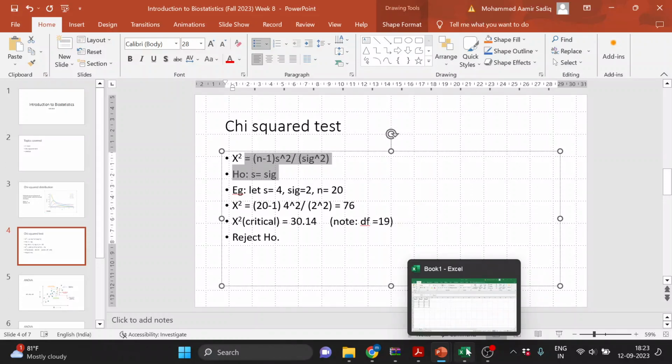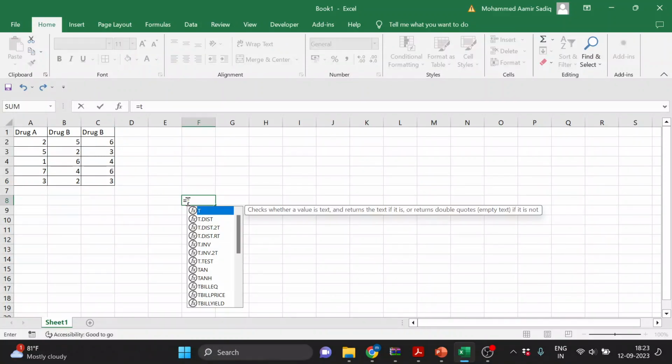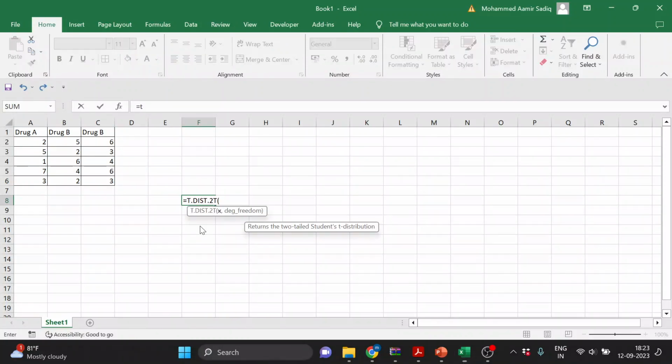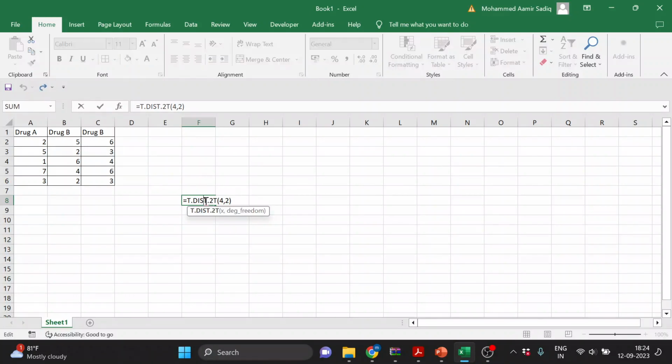I don't know the function for chi-squared, but for example, for a t-test in Excel, equals T.DIST.2T for a two-tailed test. I put in the t value and degrees of freedom. Say the t value that I got was 4 and degrees of freedom is 2. So I get my p value from there, which was 0.05. So you have to just look up these tables.